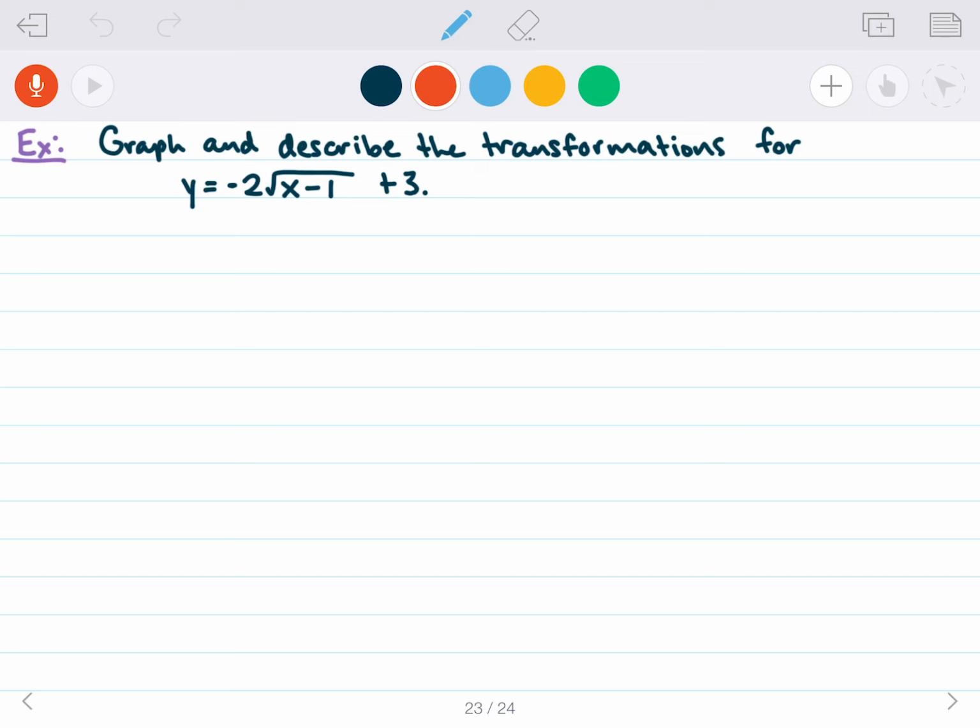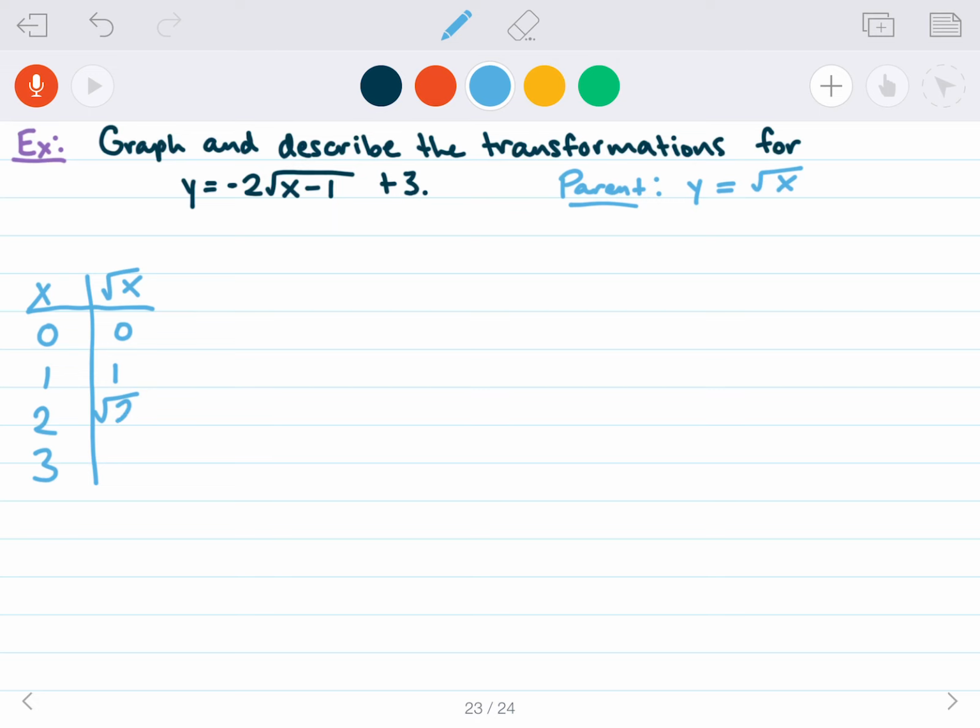Okay, so we want to graph and describe the transformations for this function. So the first thing is, what is our parent graph? What does this most resemble? Well, it has a square root and a variable under the square root, so our parent function is just going to be y equals the square root of x. Now let's go ahead and make a table for our parent function. So we have x, and then we have square root of x. We can't take negative values under the radical, so let's just do 0, 1, 2, 3. All right, plugging these into x, we get 0, 1, square root of 2, square root of 3.